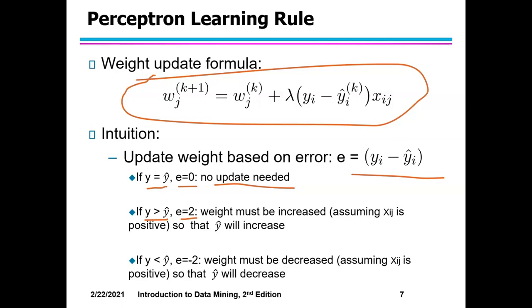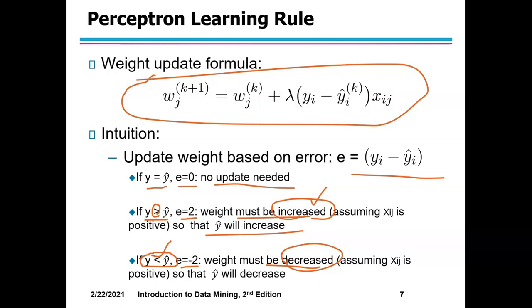So it means that you need to increase your weight, right? Assuming xij is positive, y will increase, y dash will increase. In case your new output is less than the old output, which we categorize as y cap, it means the error is -2, so the weight must be decreased, right? So when it is a greater than sign, you have to increase the weight; when it is a less than sign, you have to decrease the weight.